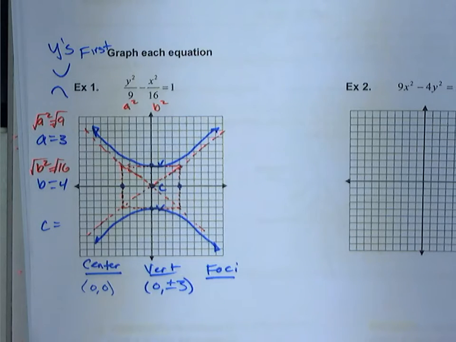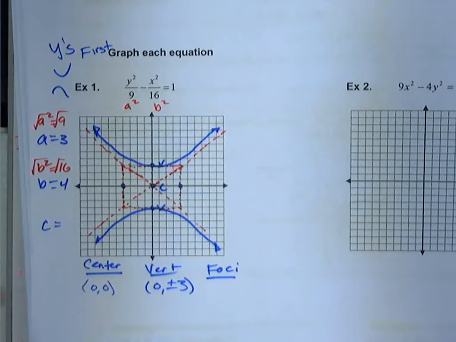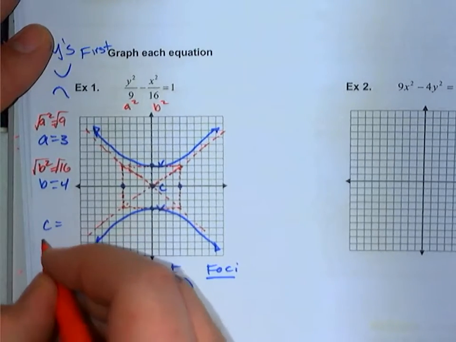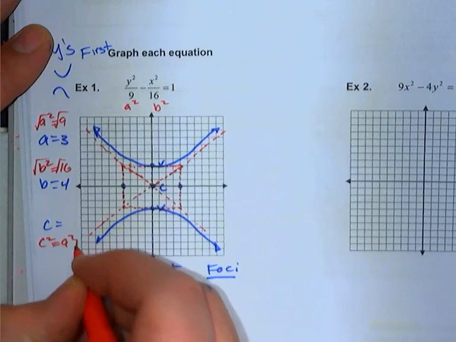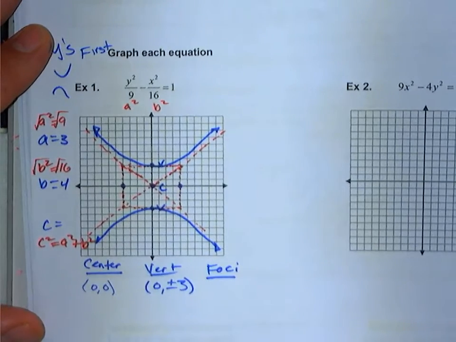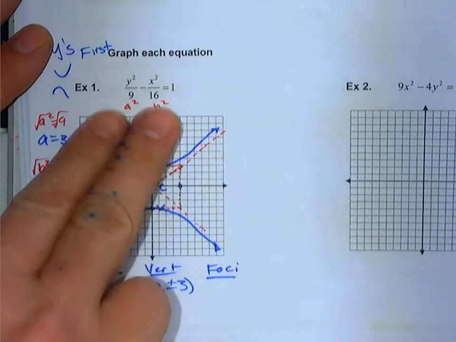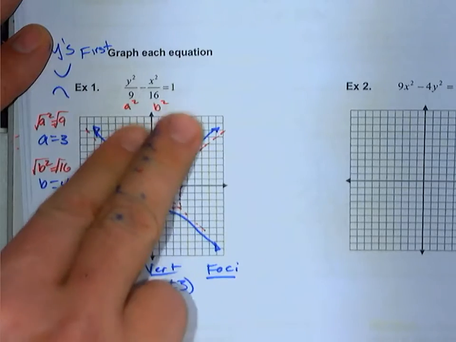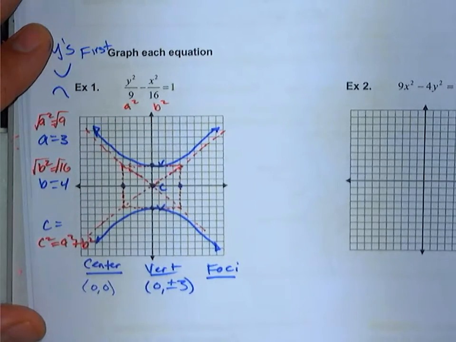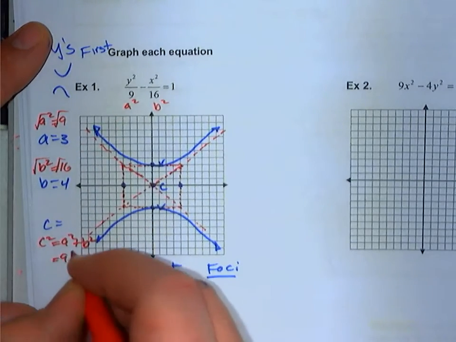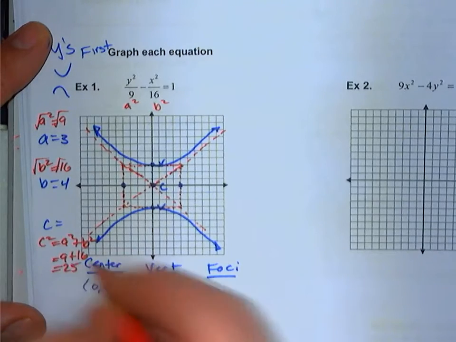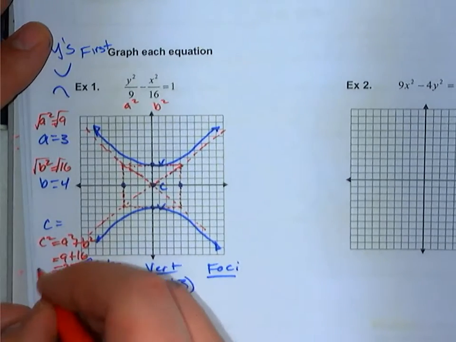Last but not least, we need our c value, right? So we go off to the side and we do our c squared. C squared equals a squared plus b squared. We add the 2 up. So we go back up here, don't take 3 and 4, take 9 and 16 and add those up. So 9 plus 16 is 25, and then we square root that.